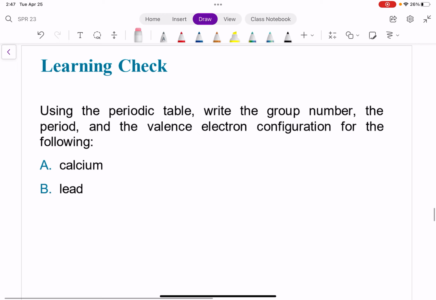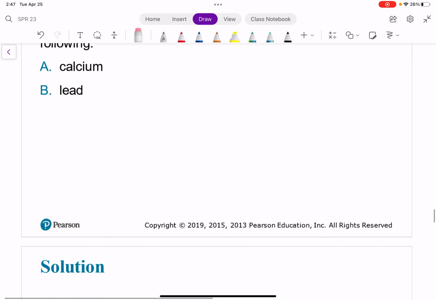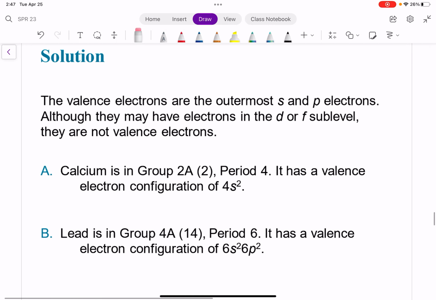I'm not going to do this learning check with you, but I want you to do it. So you're going to pause the video and try this out on your own. Okay, and just to keep the video quick, I'm just going to show you the solution. And then if you have any questions, you can ask me in person, or email me. Okay, so here's the solution. Let me know if you have questions.